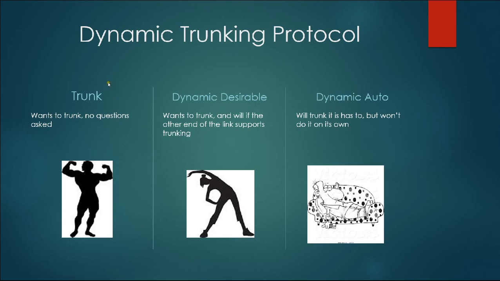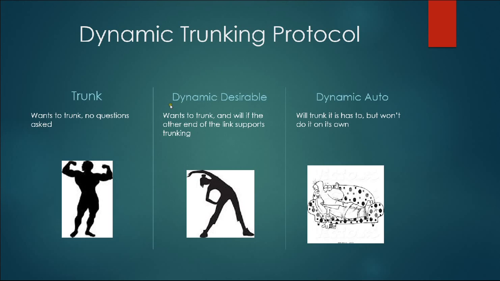When I have a switch port set to trunk, this guy is only going to trunk. That's the only thing he's going to do. It doesn't matter what the other side is set to. This switch port is going to trunk. If the other switch port is set to access, it's still going to trunk. It doesn't care. Now, the dynamic desirable, that's the default Cisco mode of dynamic trunking protocol.